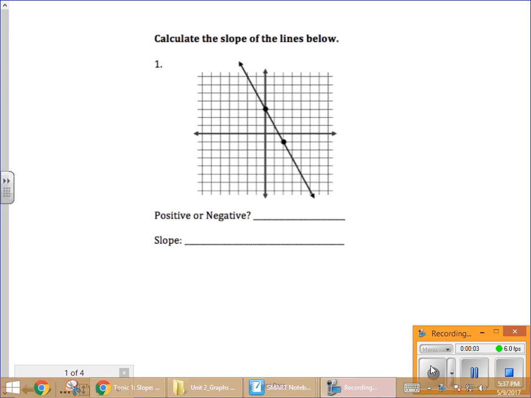This is the video for Algebra 1 Summer School, Unit 2, Lesson 1, Calculating Slope. This is the practice video. So I'm going to do a few problems here.